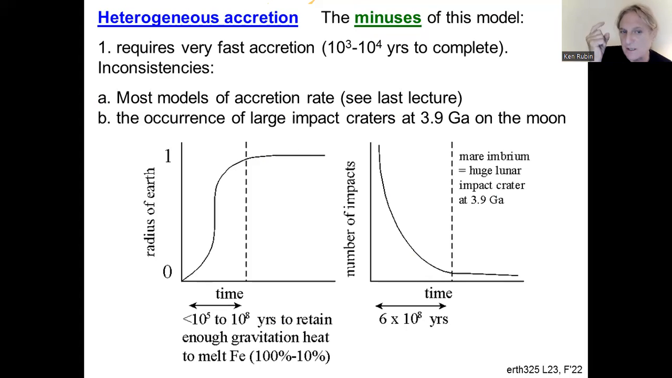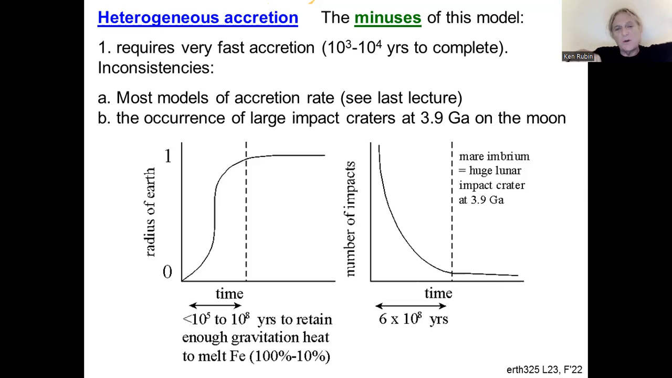Now, when we look at the history of impact craters on relatively stable planetary surfaces, such as those that don't have plate tectonics, for instance, the moon, we see that we're still having very, very large impacts up to about 3.9 billion years ago, right? So if Earth formed at about 4.56 billion years ago, that's a little bit more than a half a billion years of large impacts.